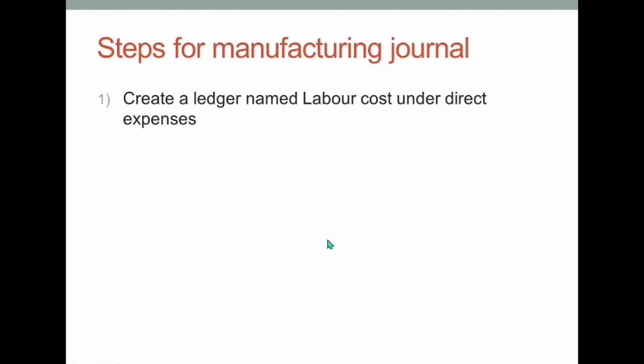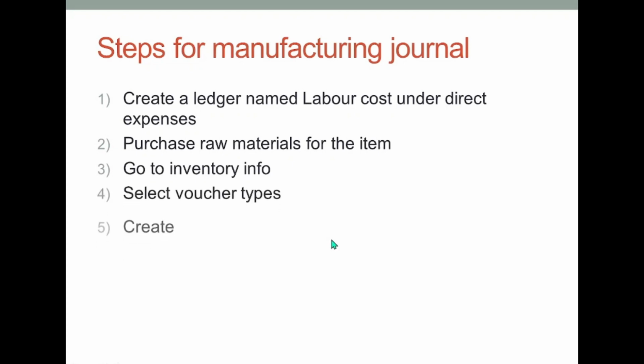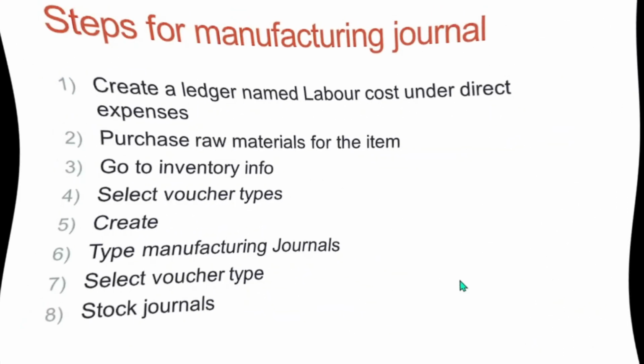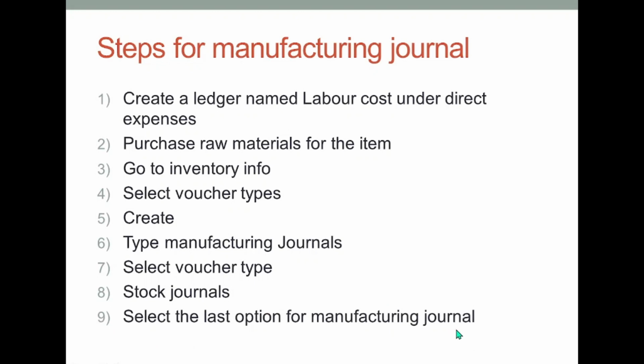Then we see the steps for the manufacturing journal. We create a ledger named labor cost under direct expenses. We purchase raw materials for the item. For voucher type, we go to inventory info, voucher types. We select the last option for manufacturing journal and manufacturing ledger journal. And these are other steps for the manufacturing journal.